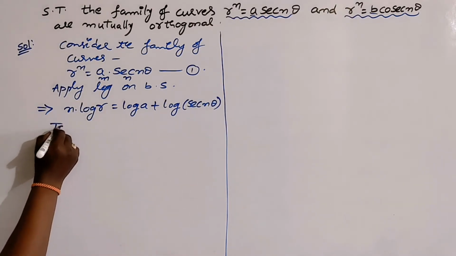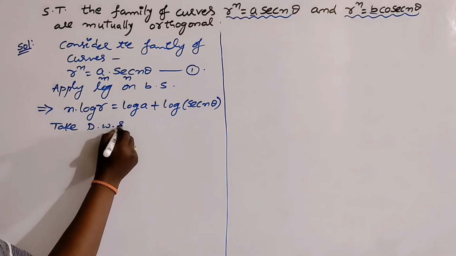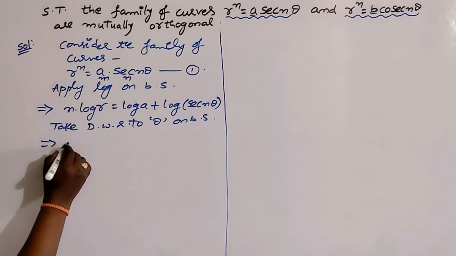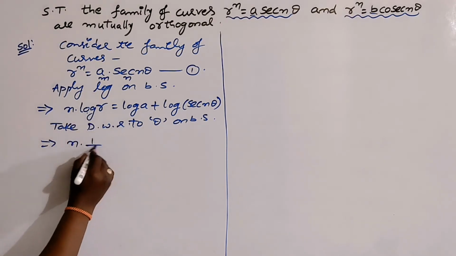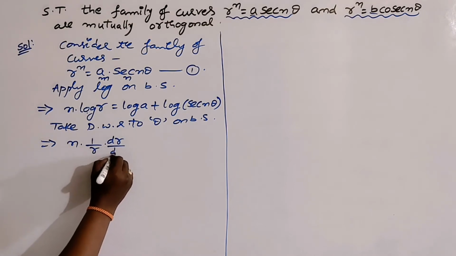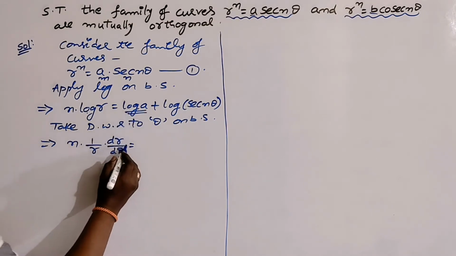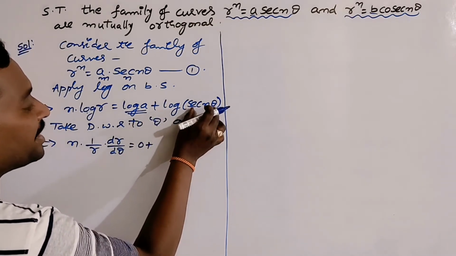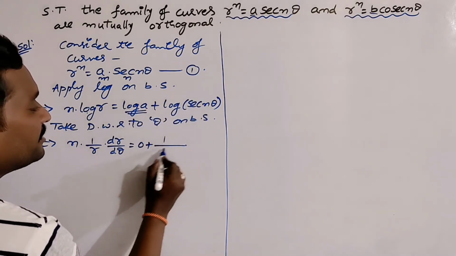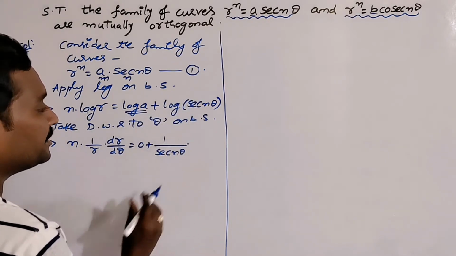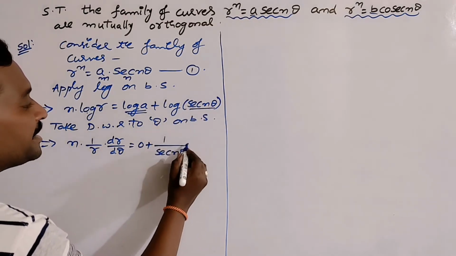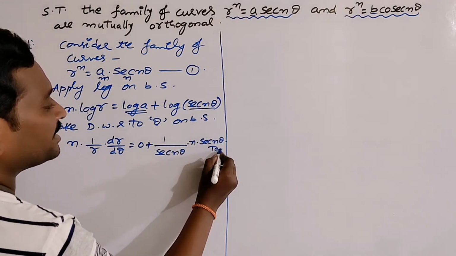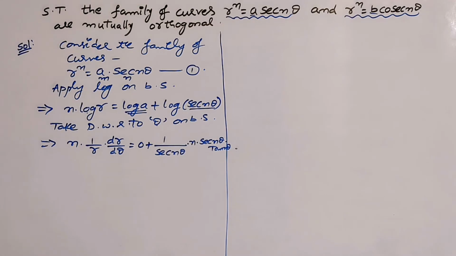Now take the derivative with respect to θ on both sides. So you will get n times the derivative of log r with respect to θ, which is 1/r dr/dθ, equal to log a, which is entirely constant whose derivative with respect to θ is 0, plus the derivative of log of sec nθ, which is 1/sec nθ times the derivative of the internal term sec nθ, that is n sec nθ tan nθ. This is the derivative of sec nθ.